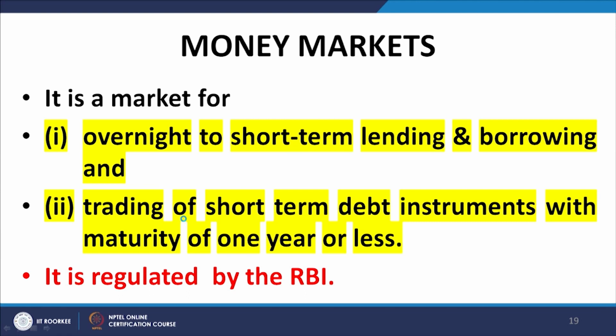So, we are talking about money markets. Money markets are short term markets in which trading is done for overnight as well as short term lending and borrowing, and trading of short term debt instruments with maturities of 1 year or less. So, money markets are basically markets in which money trades take place, that is lending and borrowing, or instruments are traded which have maturities of less than 1 year, and this money market is regulated by the Reserve Bank of India, by the RBI.